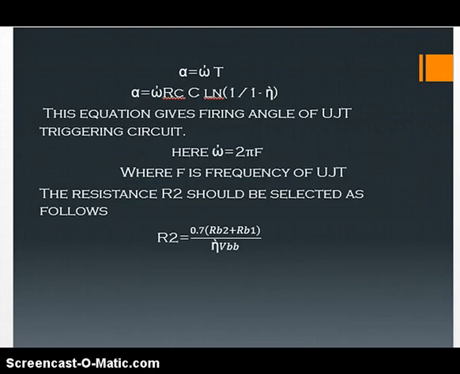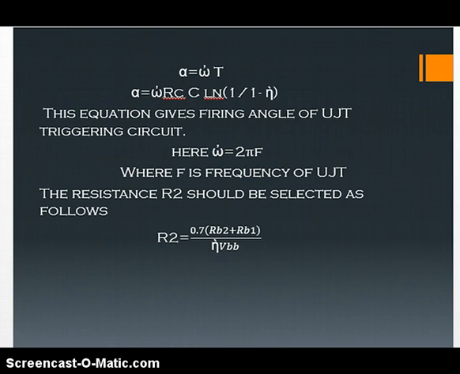Here we know that the firing angle alpha equals omega into T. Alpha is also equal to omega RC into C, natural logarithm of 1 divided by 1 minus eta. This equation gives the firing angle of the UJT triggering circuit. Here omega is nothing but 2 pi f, where f is the frequency of the UJT.